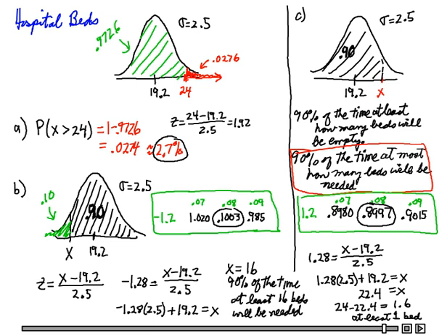Now, comparing B and C, notice that one problem is on the lower end of the distribution, and the other problem, C, is symmetrically the same distance on the upper end of the distribution. And again, notice that our z-scores are symmetrically opposites in a sense. I'm negative 1.28 on the lower end with 10%, and I'm positive 1.28 on the upper end with that 90%.